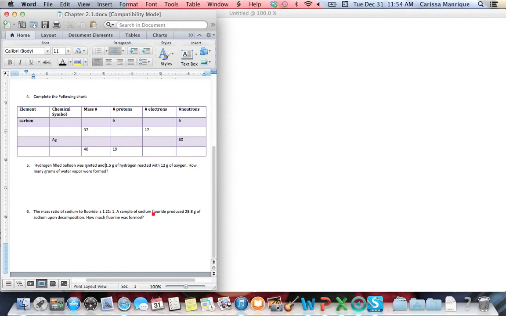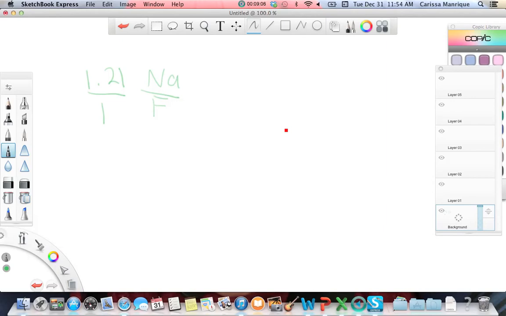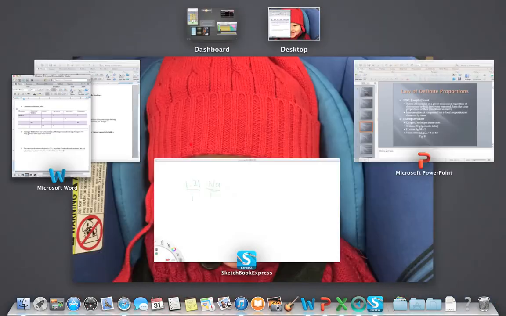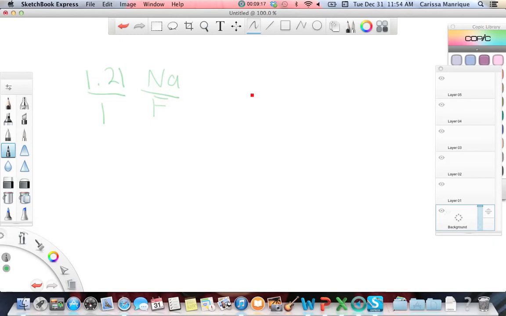A sample of sodium fluoride produced 28.8 grams of sodium upon decomposition. How much fluorine was formed? Okay, now we know that. Let's see here. Wait, hold on. Was it 28.8? Let me look. 28.8, yeah. Now we know that 28.8 grams of sodium, okay, was prepared. So how much fluorine then was in that sample? Fluorine, question mark, we don't know.